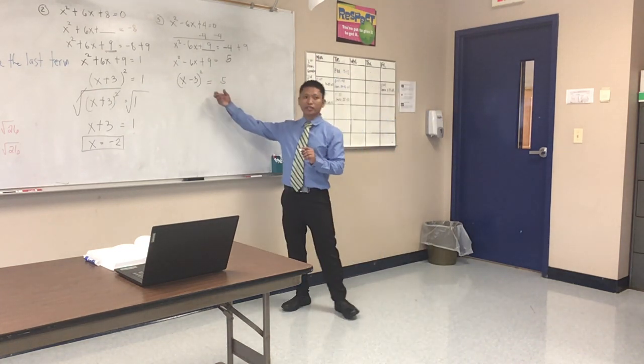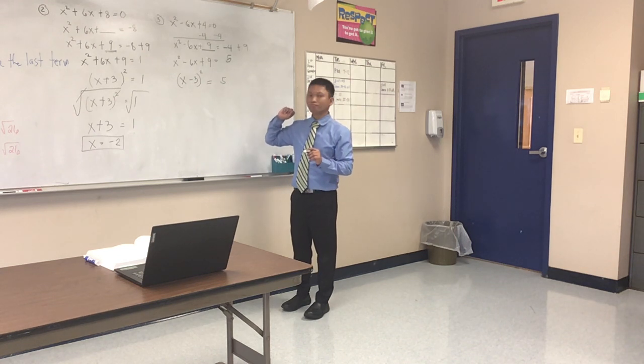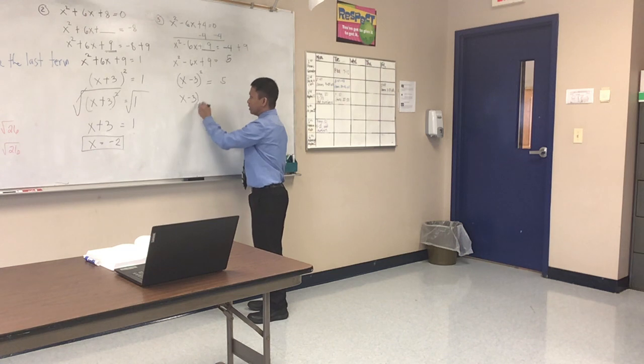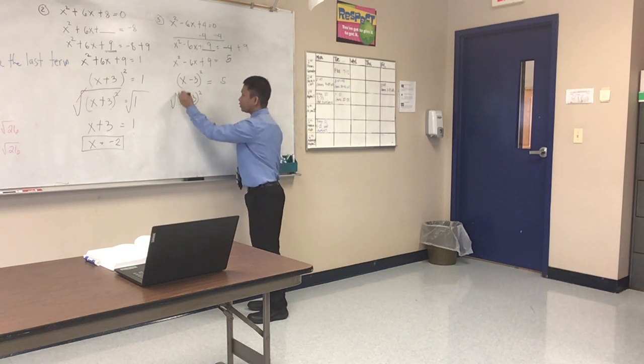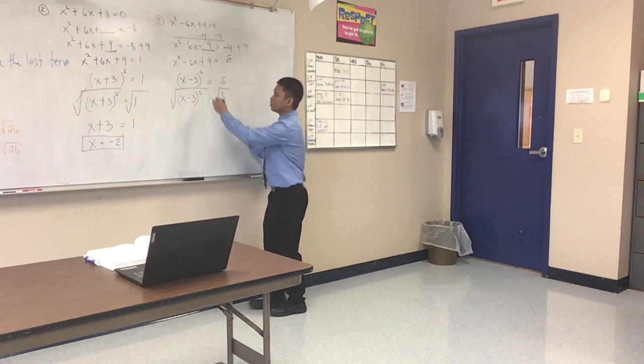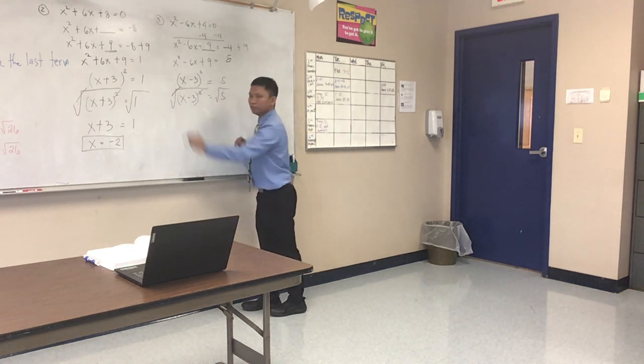What are we going to do here to solve for x? You square root, plus 3. So x minus 3 squared. We square root this one and also square root the 5, so that we could cancel the squared.